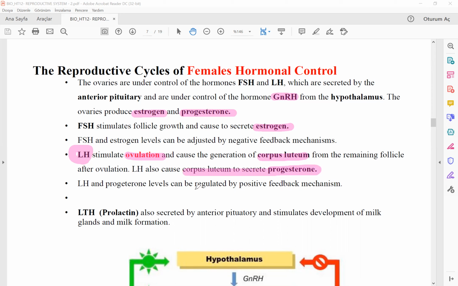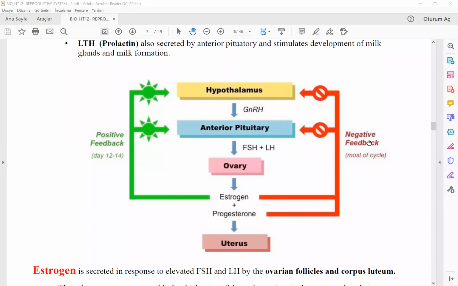LH and progesterone levels can also be regulated by a positive feedback mechanism. There is another hormone, prolactin, also secreted by the anterior pituitary, and it stimulates the development of the milk gland and formation of milk. Okay. Let me explain with this figure.